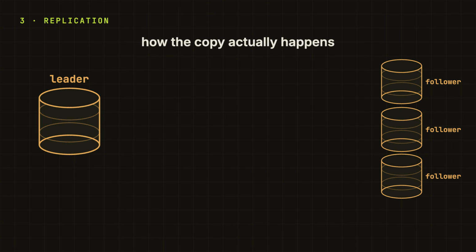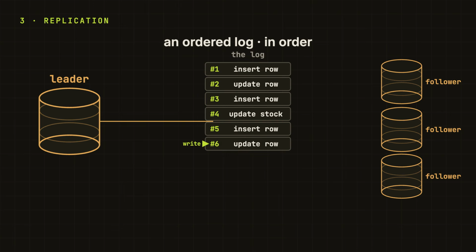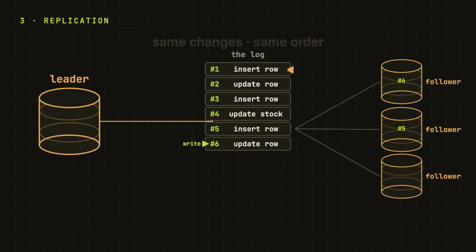And how does that copying actually happen? The leader writes every single change it makes into an ordered log. Insert this row, update that one, in order. Each follower stays connected to the leader, reads that log as it grows, and applies the exact same changes in the exact same order. So a follower is not guessing, it is replaying the leader's history.